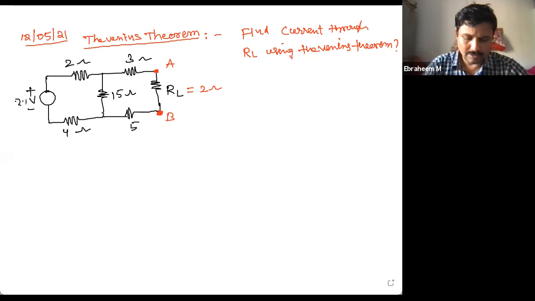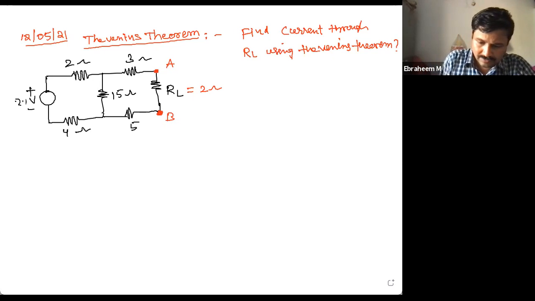So we are going to solve this problem using Thevenin's theorem. That is, find current through RL using Thevenin's theorem, where RL is 2 ohms as mentioned in the circuit. Okay. So first step, what is the first step?